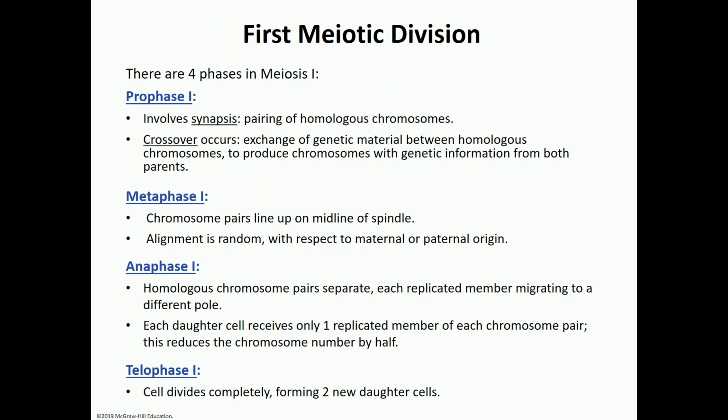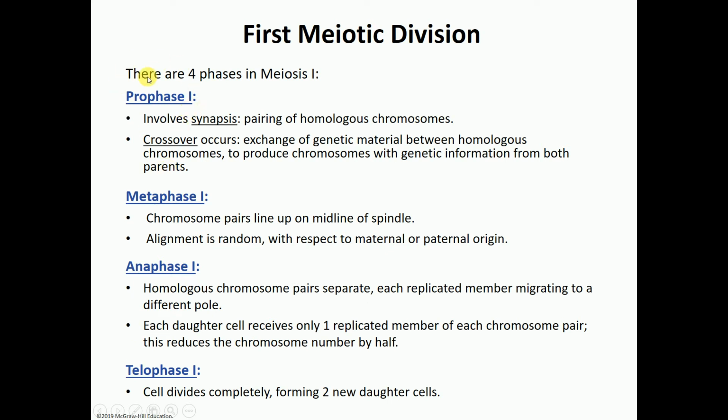Now the steps of meiosis. The first meiotic division is made out of 4 phases. So is the second meiotic division, and they go in that exact same order. So there's prophase 1, metaphase 1, anaphase 1 and telophase 1. To remember them, they are PMAT, past my anatomy test.